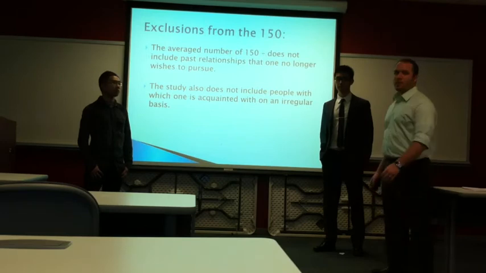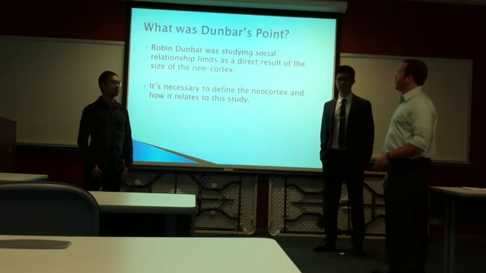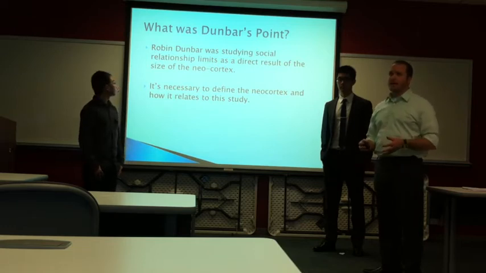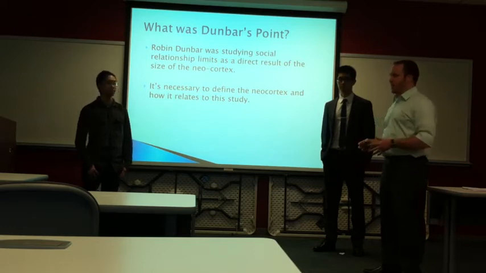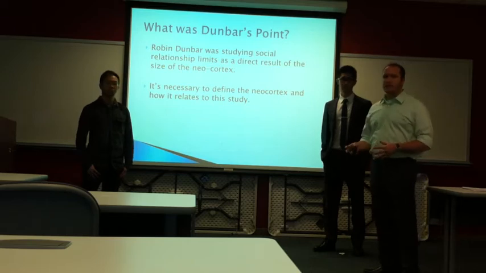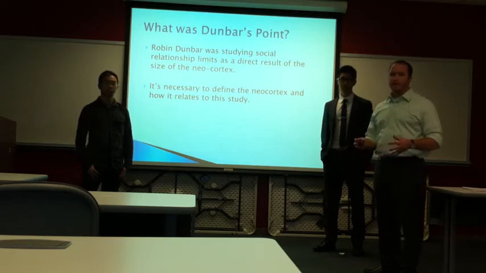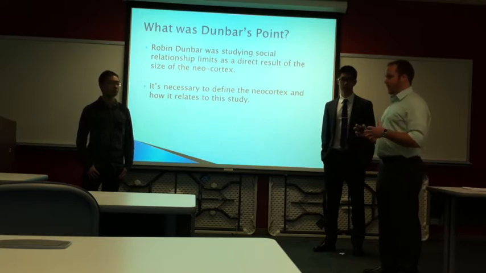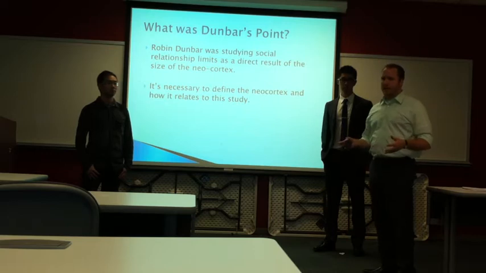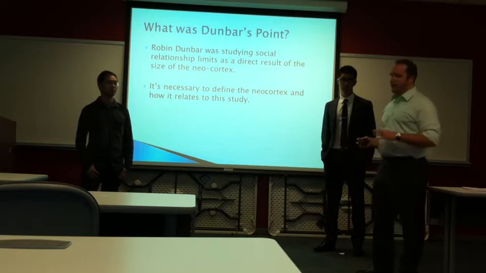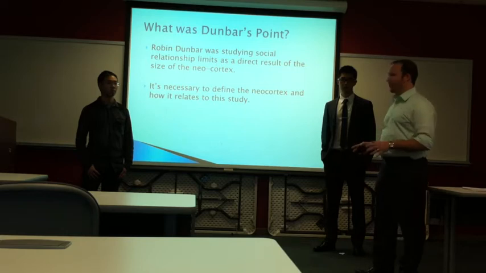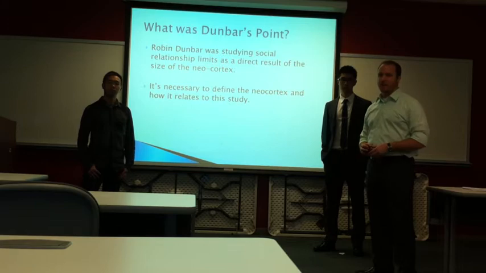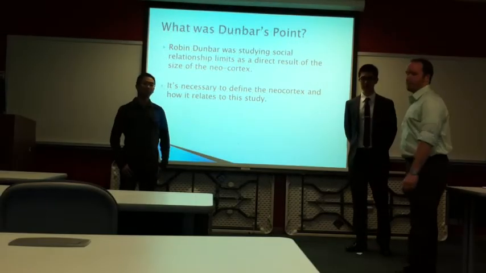So now we're asking ourselves, what was Dunbar's point? Well, what he was doing was setting limits on the ability to maintain stable social relationships by looking at previous studies that related the size of a primate's neocortex to their ability to have these stable social relationships. And so it's necessary to define the neocortex and how that all relates to the study, because it's a little bit technical and we want to make sure we cover all our bases. So what is the neocortex?